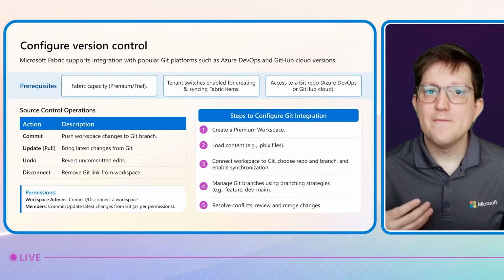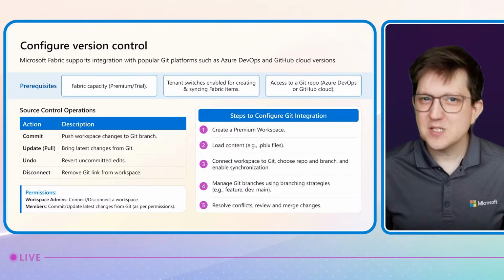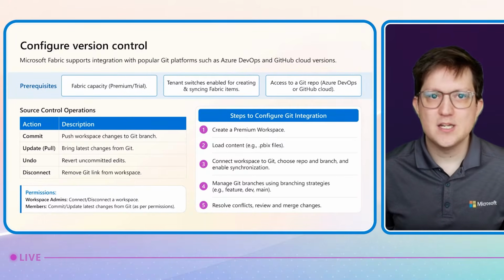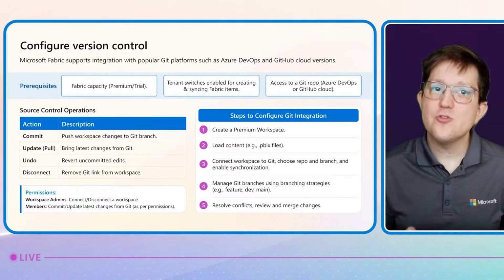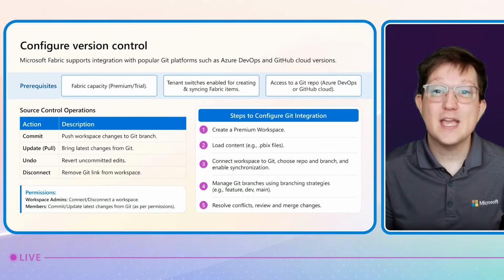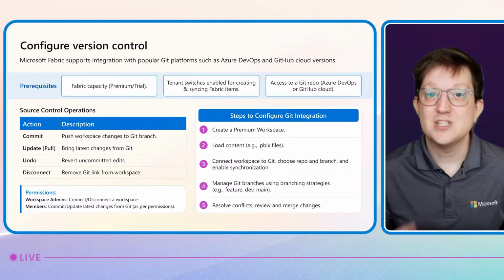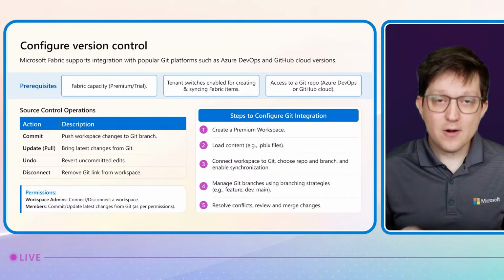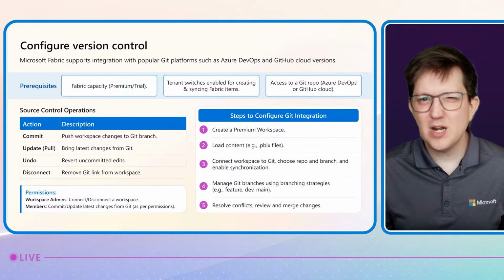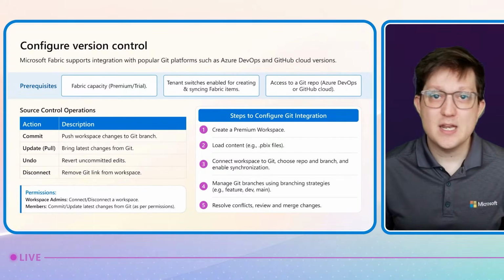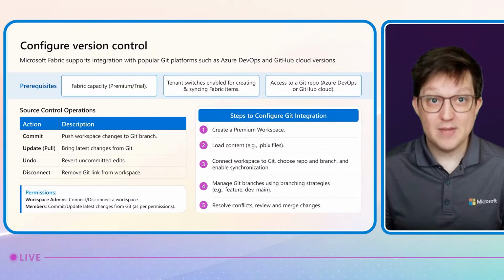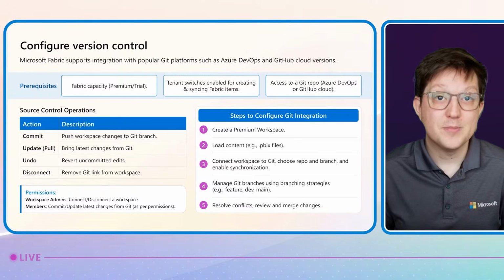Now, next up, we need to talk about version control. Fabric supports full integration with a whole bunch of popular Git platforms like Azure DevOps, GitHub Cloud, etc. And that version control will help teams collaborate efficiently, track workspace changes, and make code integrity across different development stations easy. There are a few prerequisites, though, to make this work. You'll require some Fabric capacity, premium or trial, tenant switches enabled for creating and syncing Fabric items with external locations, and of course, access to a Git repo in your environment.